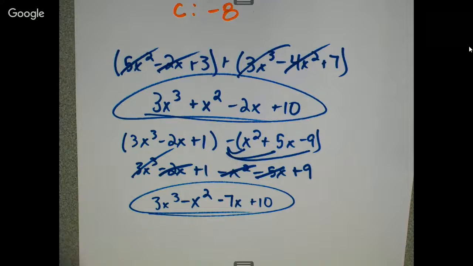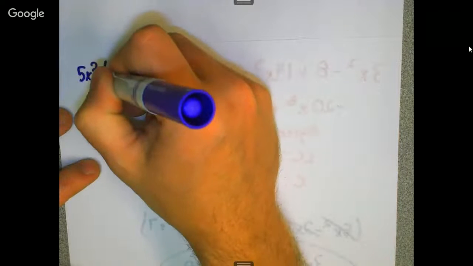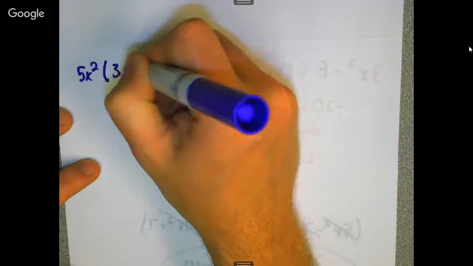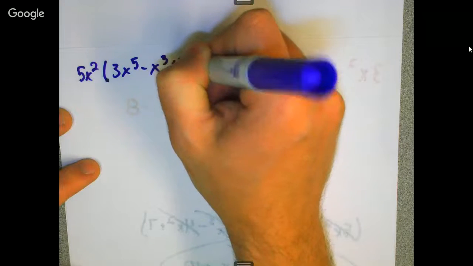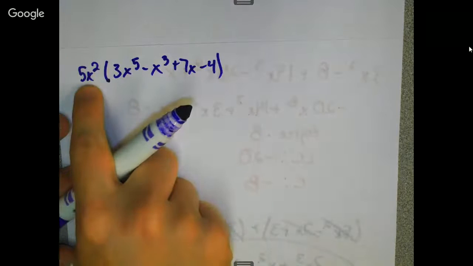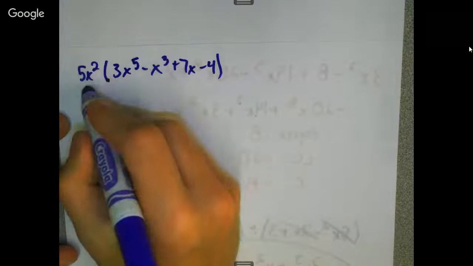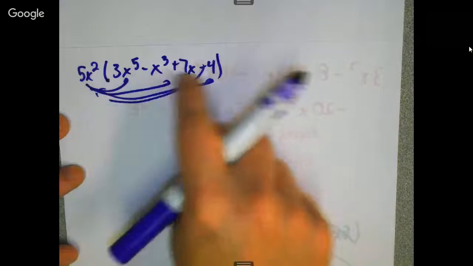Now we have multiplication, which some would say is the difficult one. So let's look at 5x squared times 3x to the 5th minus x to the 3rd plus 7x minus 4. Okay, now here I just have a monomial times a bigger polynomial. So we're just going to take this on the outside and distribute it into all 4 terms there.